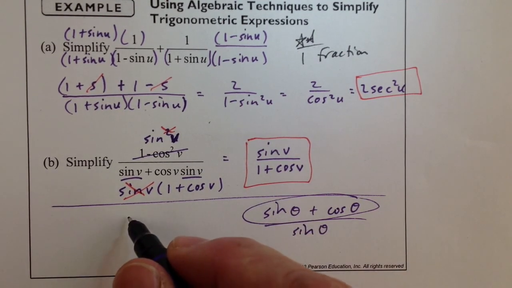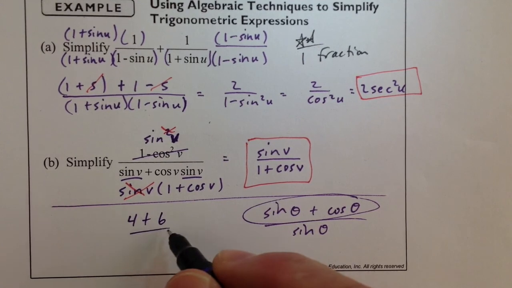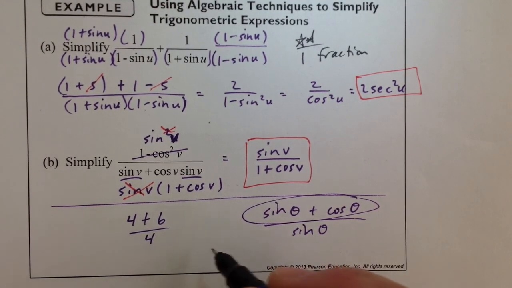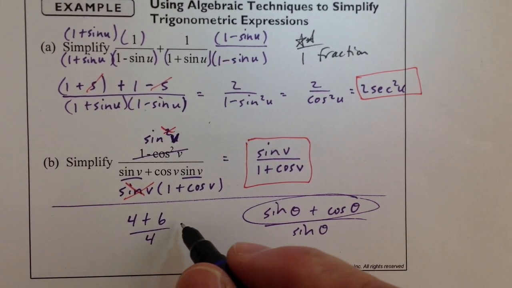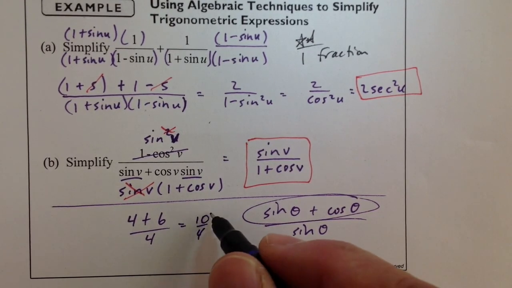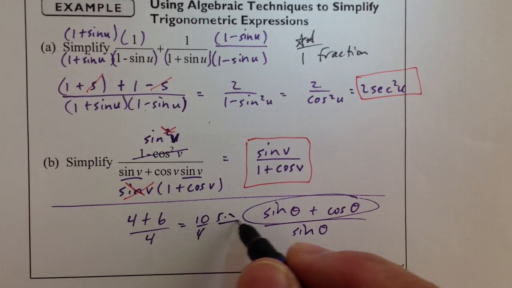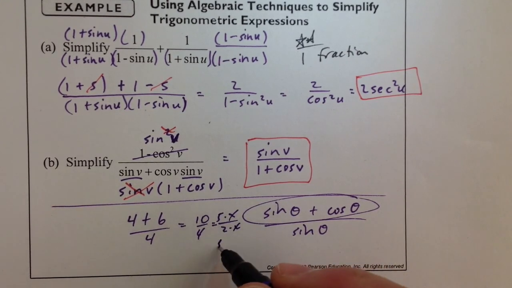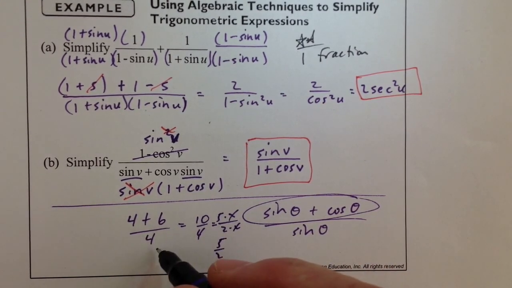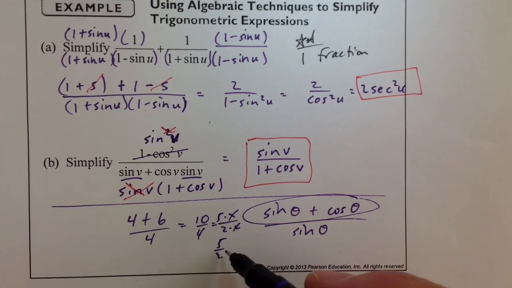Just like if you had 4 plus 6 divided by 4, well, you can't cancel the 4s. That would be 10 over 4. Then you can cancel because you have 5 times 2 over 2 times 2, and you can cancel the 2s, then you get 5 halves. If you cancel the 4s here, you'd get 6, and we know that 6 is not 5 halves.